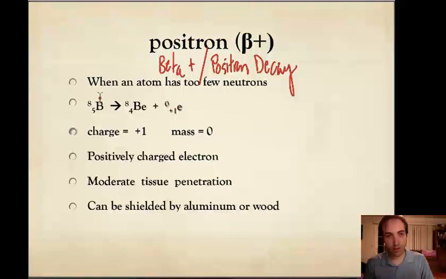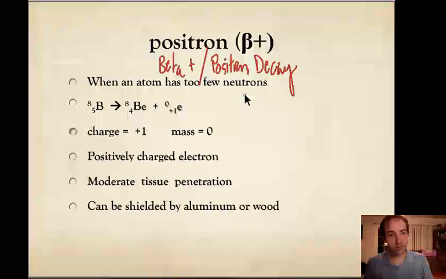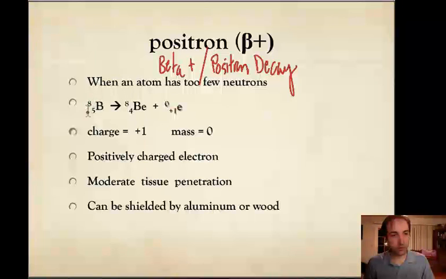Now positron decay happens when you have too few neutrons. So normal beta decay was too many neutrons. This is too few. Notice here we start off with an unstable form of boron. As it goes through decay, the mass stays the same, but the number of protons, or the atomic number, goes from 5 to 4. This is the opposite of normal beta decay. So normal beta decay was a neutron turning into a proton. This time we're taking a proton and we're turning it into a neutron.